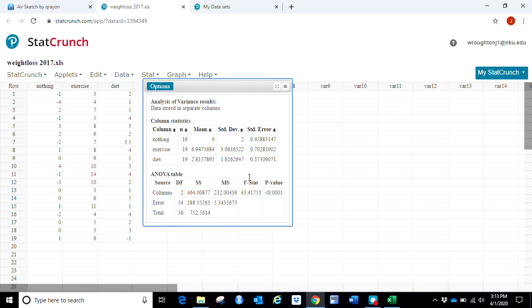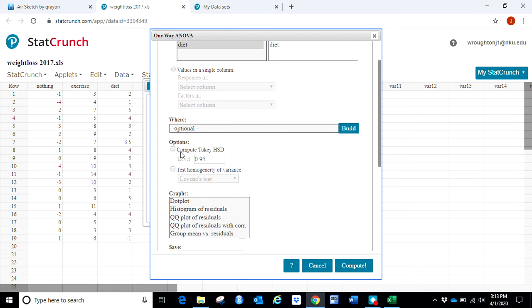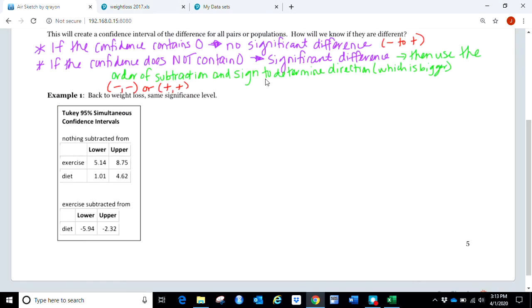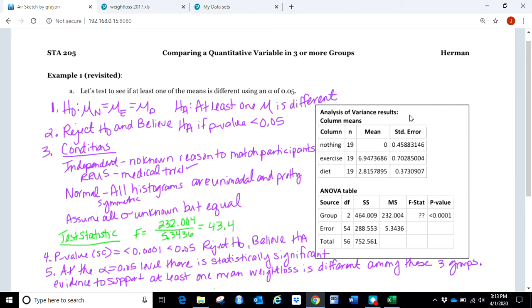we got our original output for just the hypothesis test. You'll notice the confidence intervals are not already there. They're an extra option that I need to click down here, where it says Compute Tukey HSD. So if I click that little box, it's now going to give me those confidence intervals. We've also got to tell it its confidence level. We discussed that for our example, we're going to be using 0.05 for our significance level, because that's what we used when we did the hypothesis test.